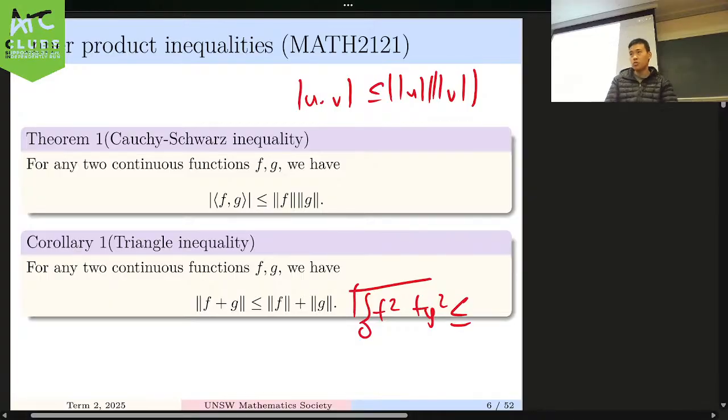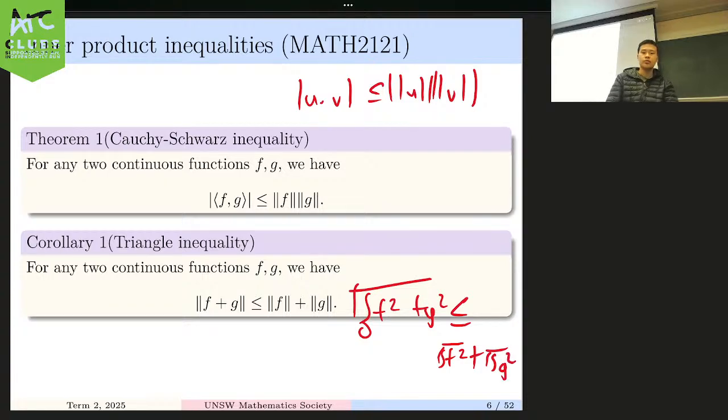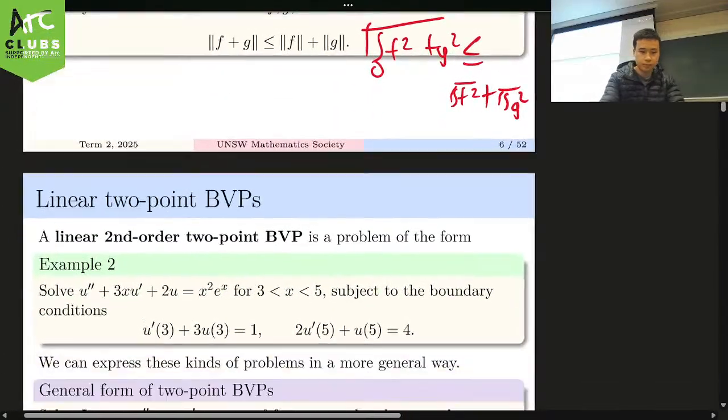It might be hard to prove, maybe using calculus, but using this result, it's a pretty neat result. So I believe it's the square root of the integral of f of x squared plus the integral of g squared. So once again, you just need to have these properties.